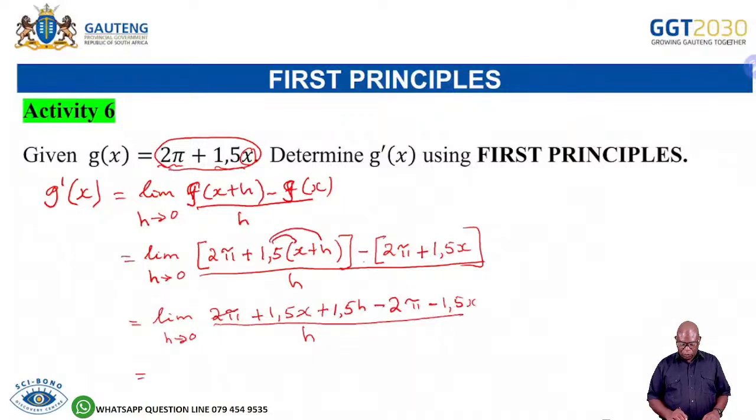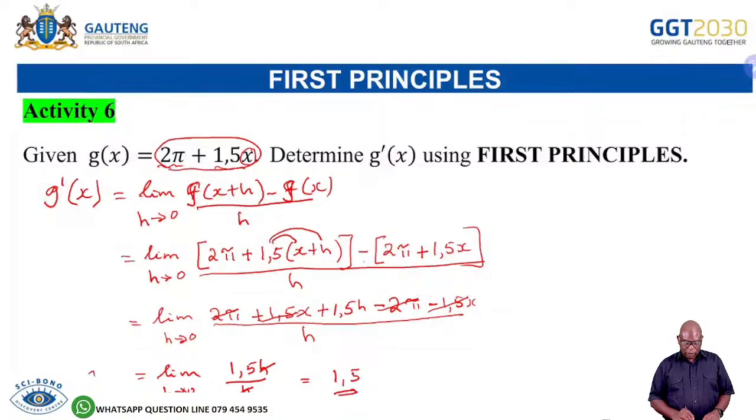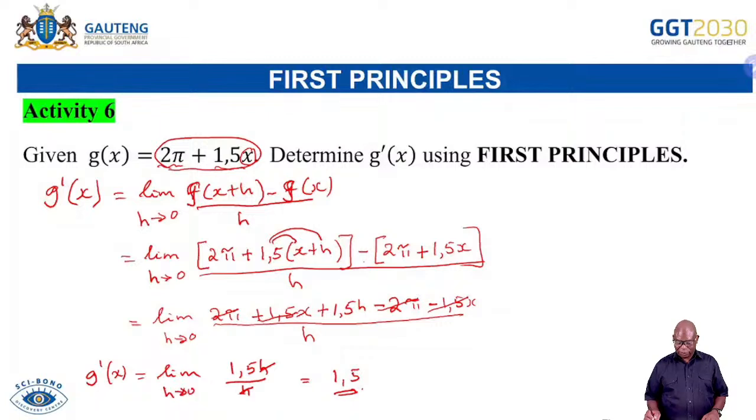Then what do I see now? 2 pi and minus 2 pi is 0. 1,5x minus 1,5x is 0. What am I left with? Limit of 1,5h all over h when h is approaching 0. Once I cancel that, I'm left with 1,5, and 1,5 is my gradient. So my gradient g at x will be 1,5, and nothing else. That's a straight line with a 2 pi. So that gradient of that line will be 1,5. Okay, there was nothing difficult there.